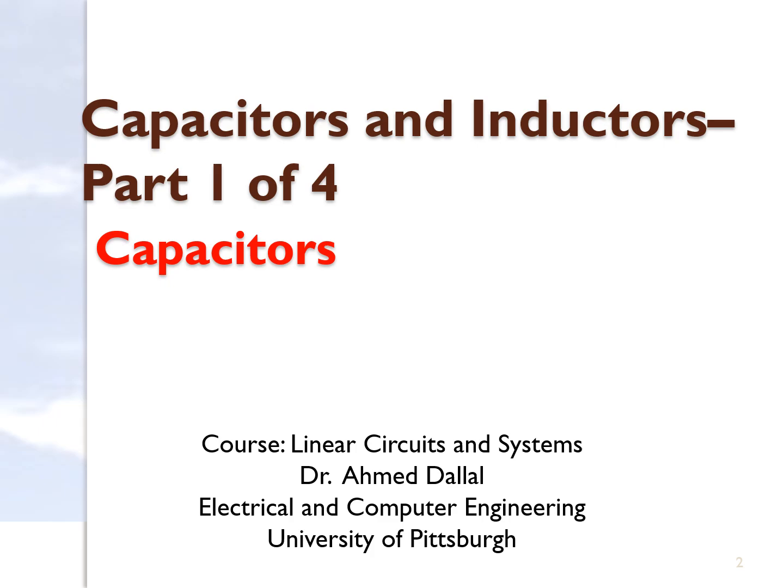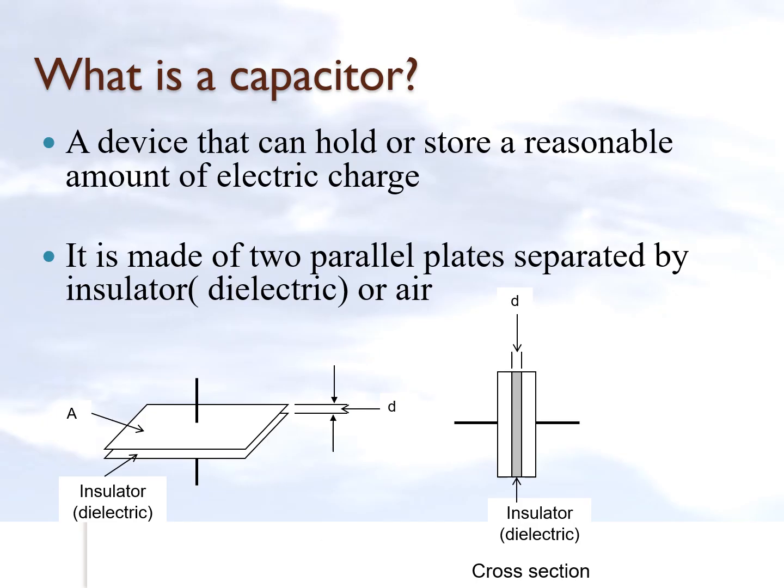So what is a capacitor? A capacitor is a device that we use to store energy in the form of electric charge. It is made of two parallel plates separated by some distance d, and the plate surface area we denote as A. Between these two plates we have a dielectric. It can be air or any dielectric insulator.